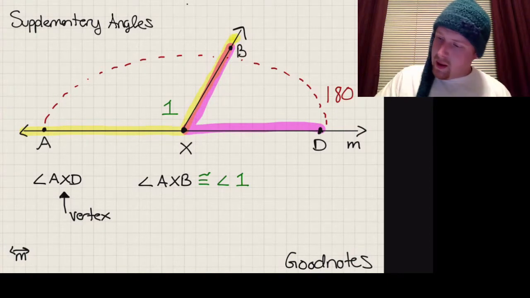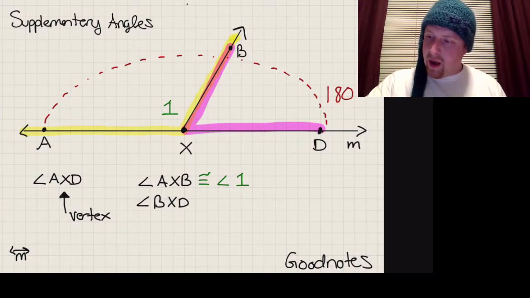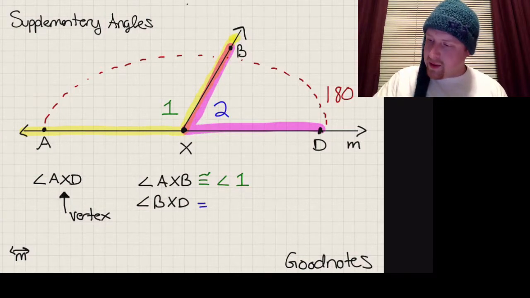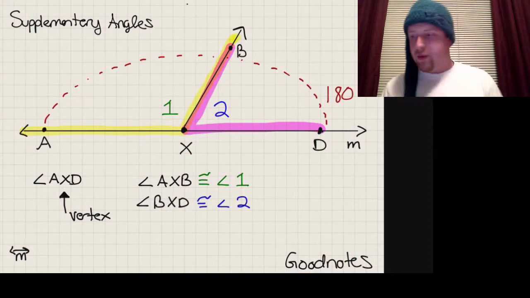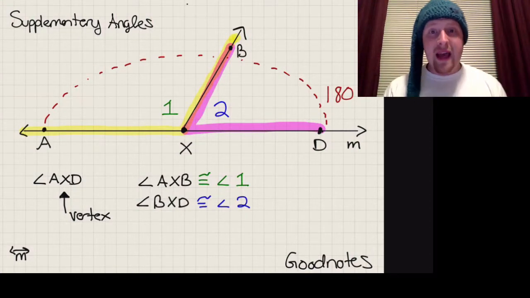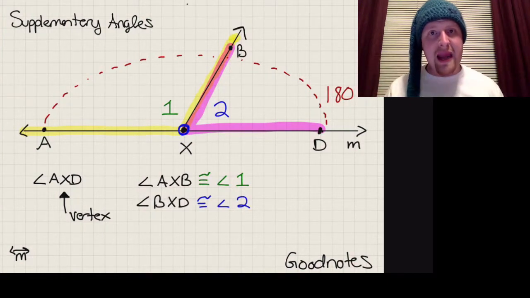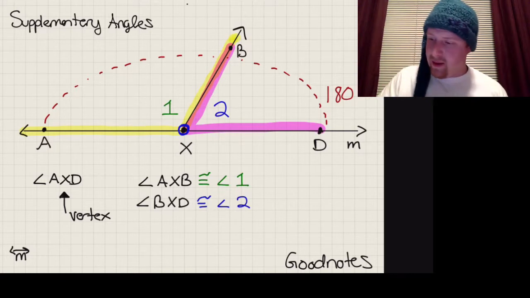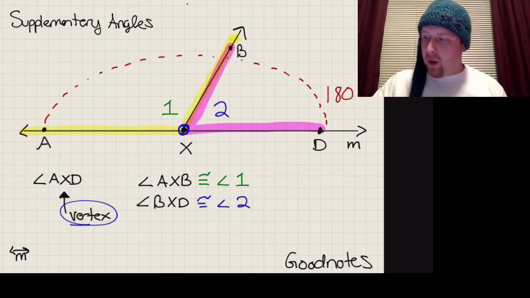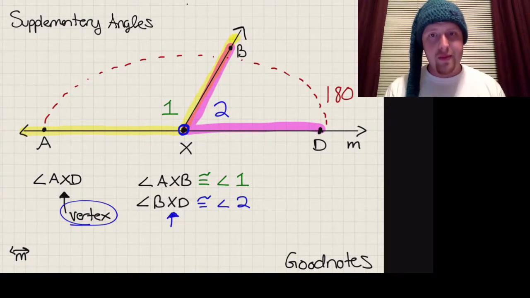Okay, so I'm going to write that angle BXD, and I'm going to call that angle 2. And I'm going to say that that one's congruent to angle 2. Notice again that X here is right in the middle. It's where the angles hinge. It's the vertex. And it always comes in the middle of our naming of our angles.